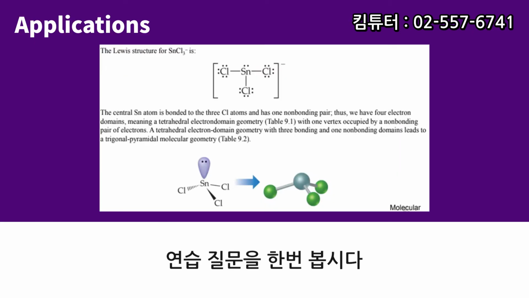Using this concept, we can draw the Lewis structure of this molecule of SnCl3. The central Sn atom is bonded to the 3 Cl atoms and has one non-bonding pair. Thus, we have 4 electron domains, meaning a tetrahedral electron domain geometry, with one vertex occupied by a non-bonding pair of electrons. A tetrahedral geometry with 3 bonding and 1 non-bonding domain leads to a trigonal pyramidal molecular geometry.